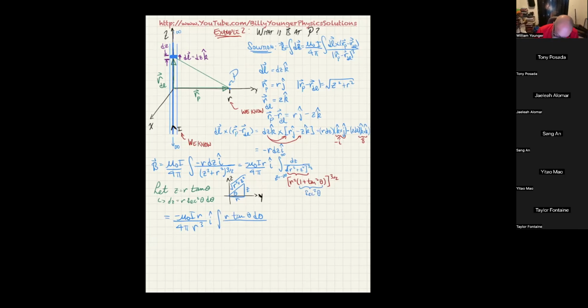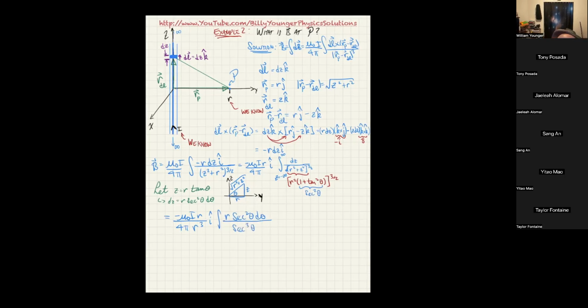Oops, it's not r tangent theta. It's r secant squared theta. Sorry about that. I remembered something wrong. This is going to be r secant squared theta d theta, because that's what dz was. And down at the bottom, I'm going to get a secant cubed theta.